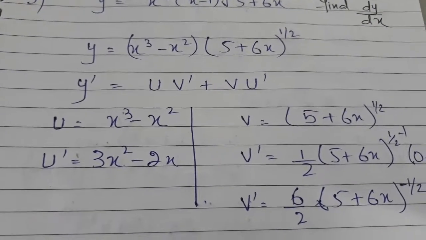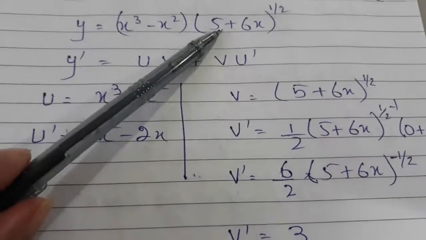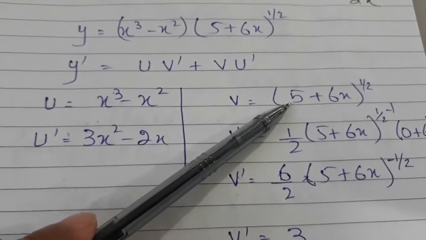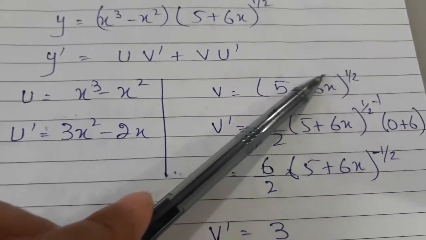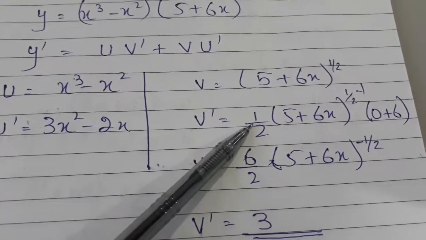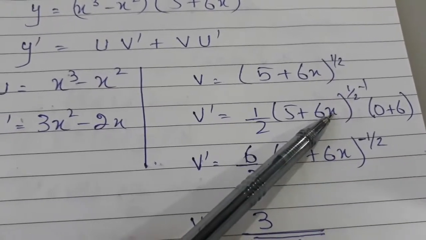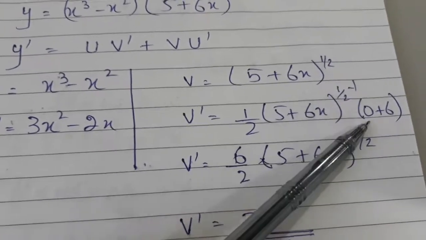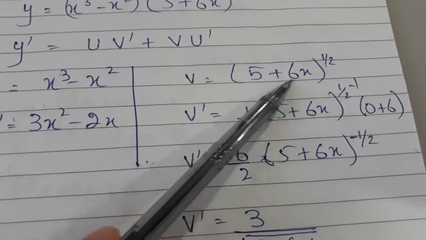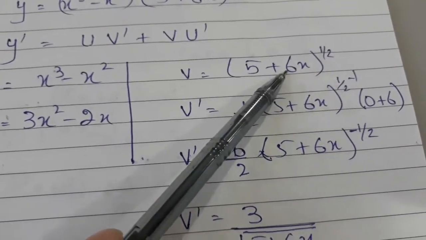So now I will show you here the differentiation of the second term, which is v. So this is my v. When I differentiate it, the power will come here as a multiplier. The function will not change, it will remain as it is. And then the power will be subtracted by 1. And multiply by the differentiation of this function, which is 0 plus 6.